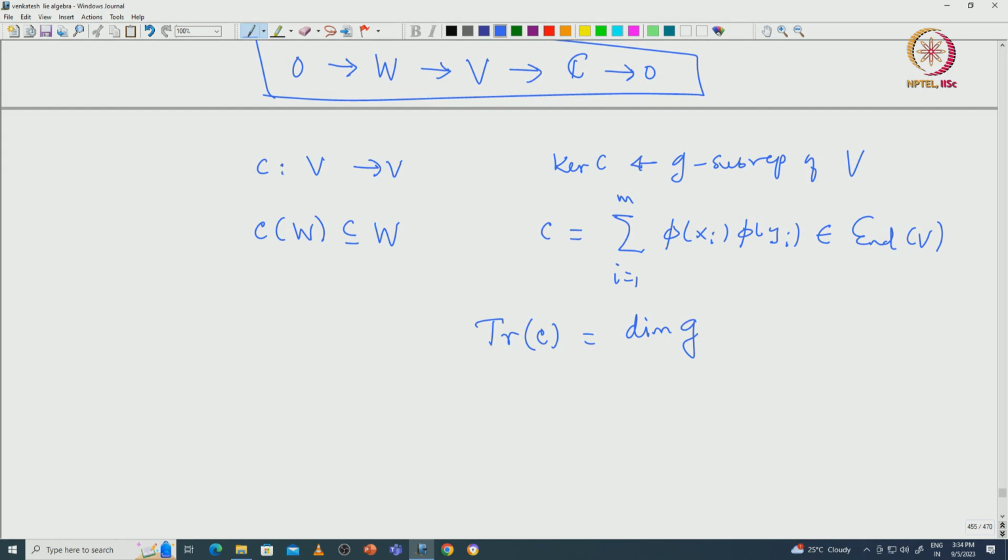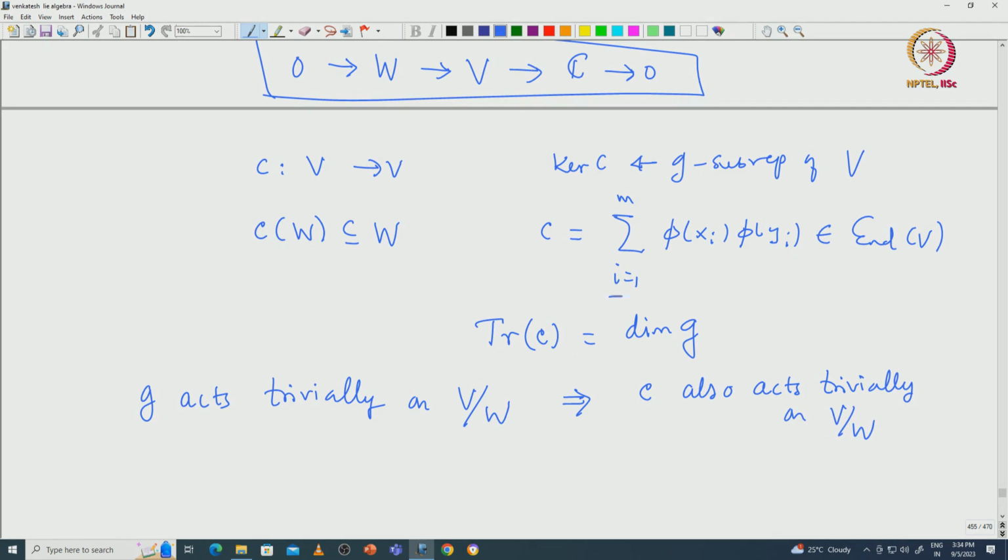Okay. So, now you can see that G acts trivially on the quotient V modulo W, and that would imply immediately that C also acts trivially on this quotient V modulo W. Why? Because C is nothing but the product of pi of xi times pi of yi. All these xi, yi are coming from G. So, that means all these pi of x act trivially on V modulo W. So, C also acts trivially on V modulo W.